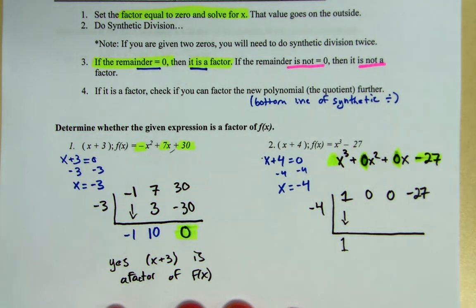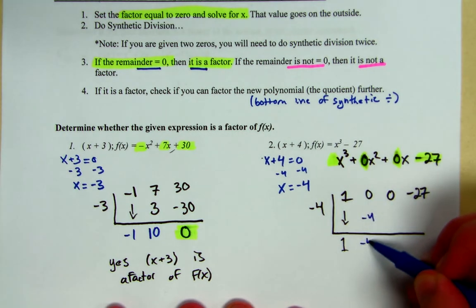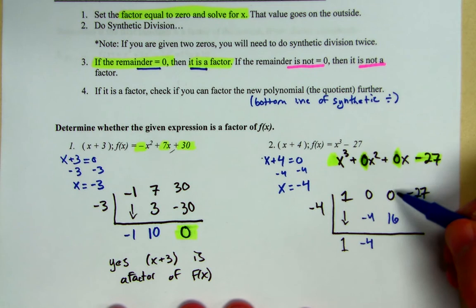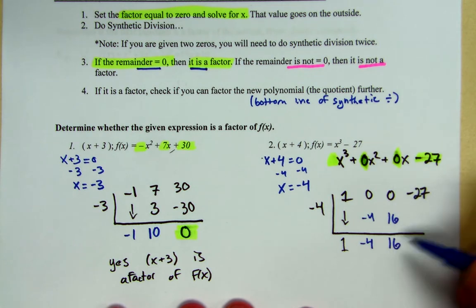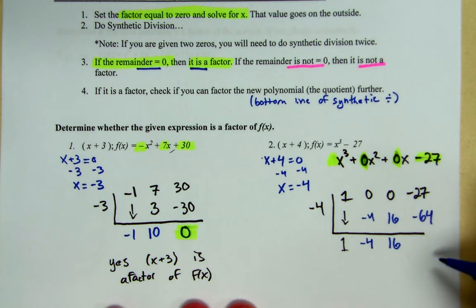Bring down 1. Negative 4 times 1, negative 4. Bring down negative 4. Negative 4 times negative 4 is 16. Bring down 16. Add together. Negative 4 times 16 is negative 64. Add those together. We end up with negative 91.